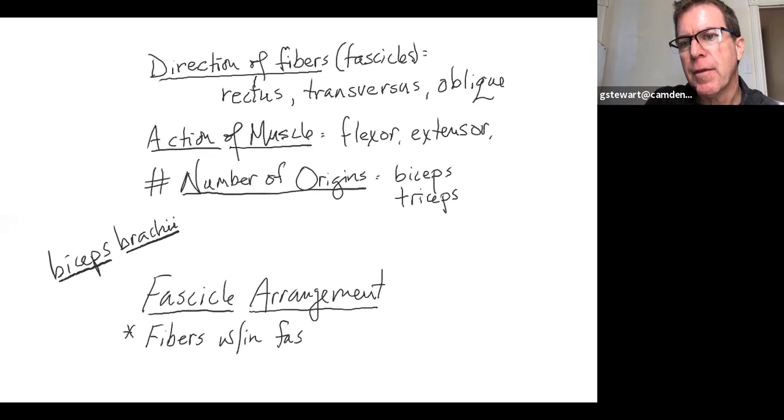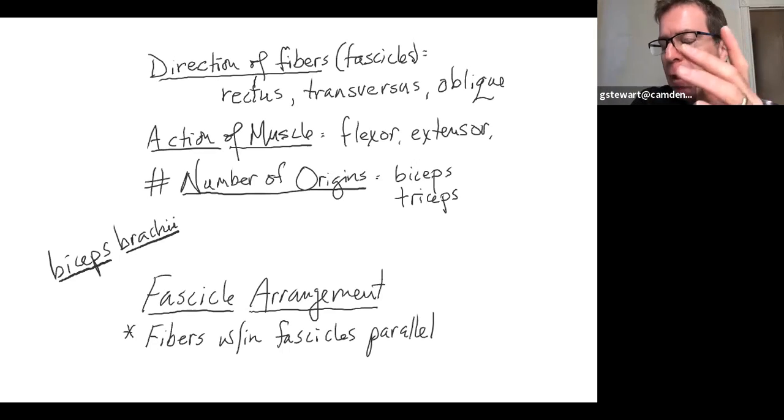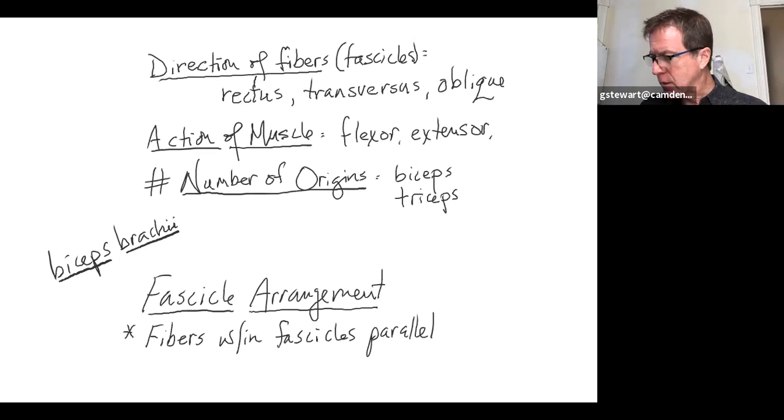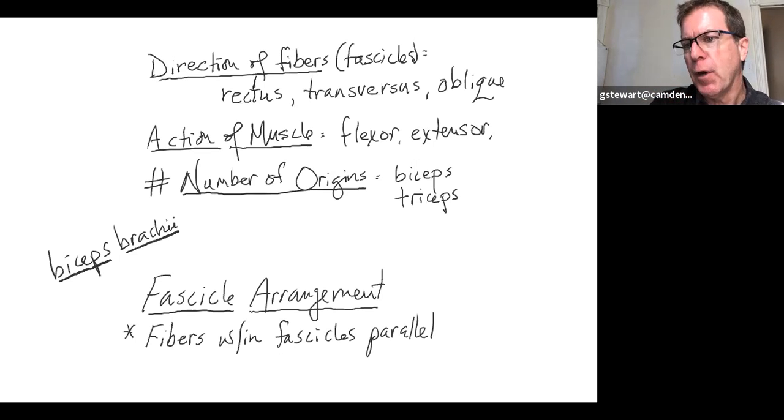I'm just writing fibers within fascicles. They sit parallel, but then individual fascicles might not be parallel to themselves. And we're going to go with the classifications that this book goes with. So I'm going to hit a new white page. I'm still under fascicle arrangement, and your book divides these into 5 different categories.